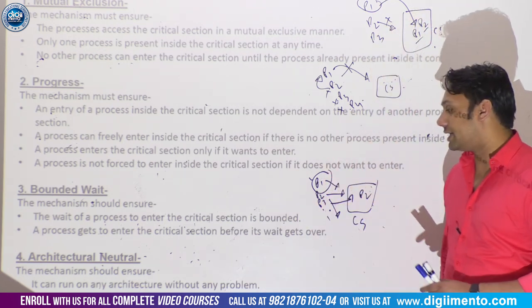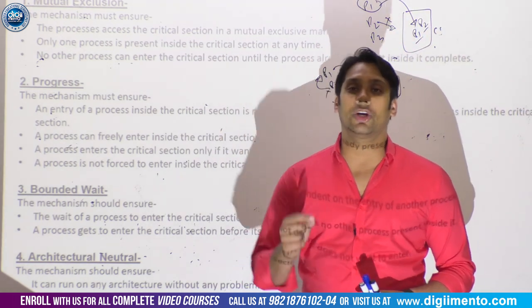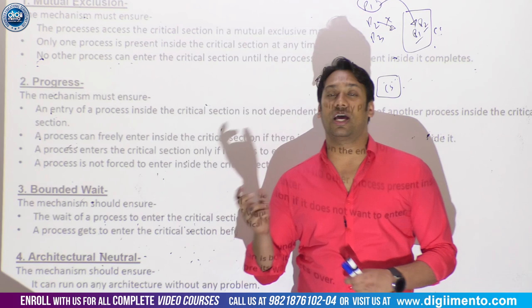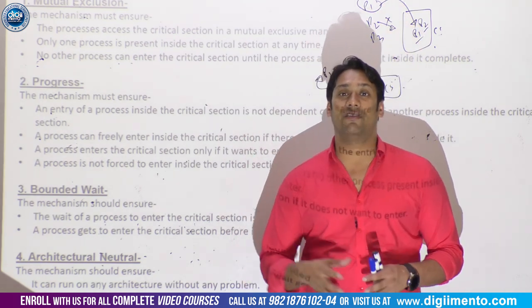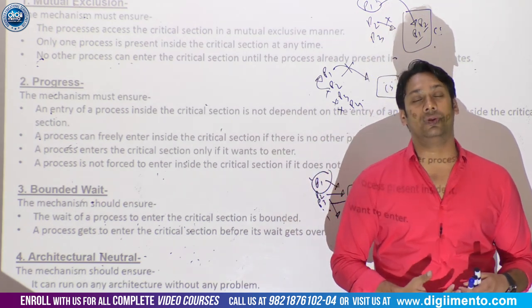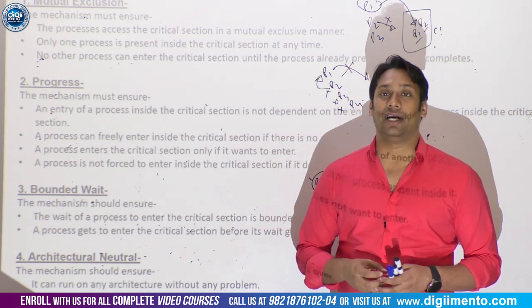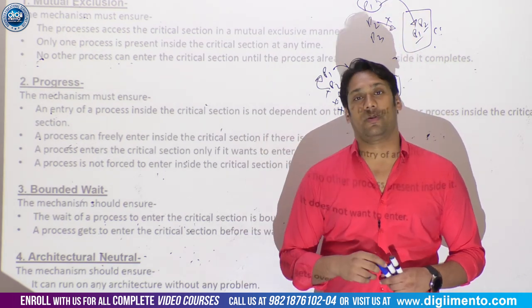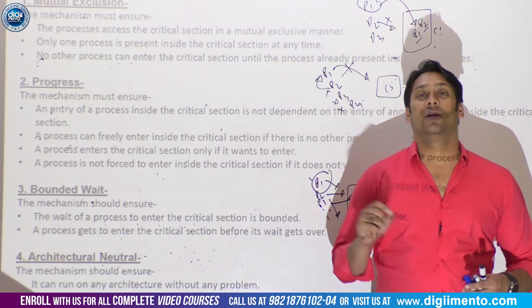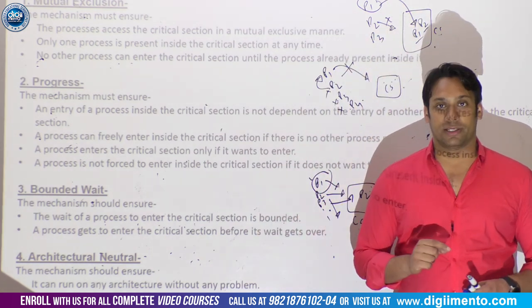What is architecture neutrality? Architecture neutrality means आपके पास हार्डवेयर के ऊपर डिपेंडेंसी नहीं होनी चाहिए. You should not have any dependency on the system, on the machine architecture. You should not have any dependency on the hardware of your CPU and hardware of your system. That means the solution that you are going to provide, it should not be a hardware based mechanism, it should be a software based mechanism. आपका जो सॉल्यूशन है वो हार्डवेयर बेस्ड नहीं होना चाहिए, आपका सॉल्यूशन सॉफ्टवेयर बेस्ड होना चाहिए.